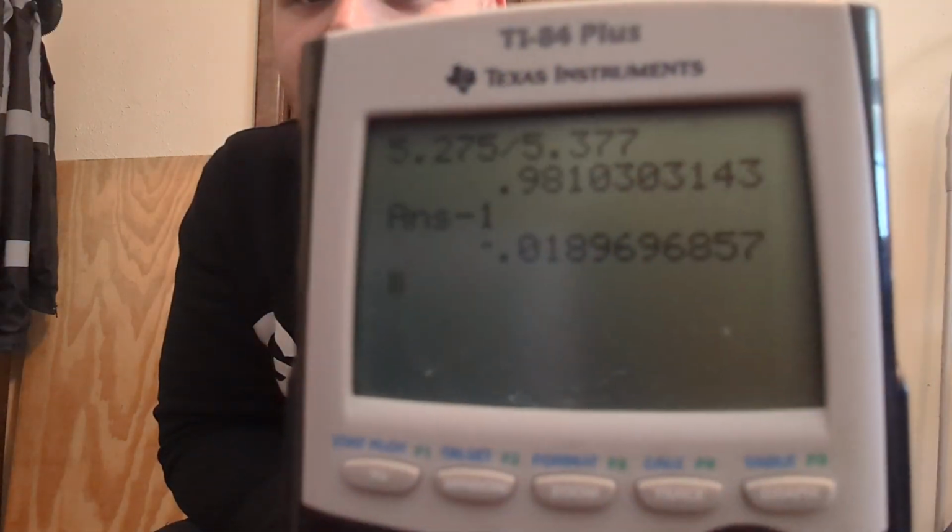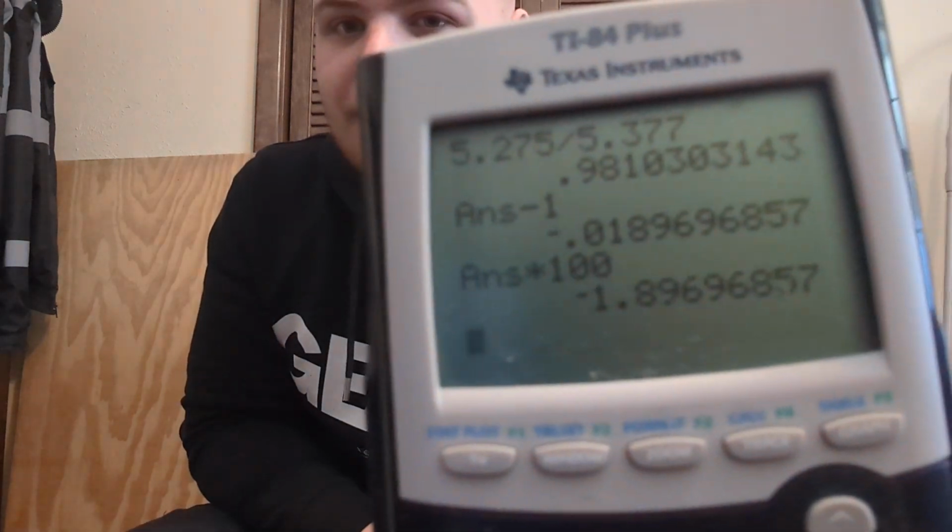Now you are going to subtract 1 from your answer. You should end up with that. And then to get the percentage value of it, you multiply it by 100. And that would be a record jump of almost 1.9%.